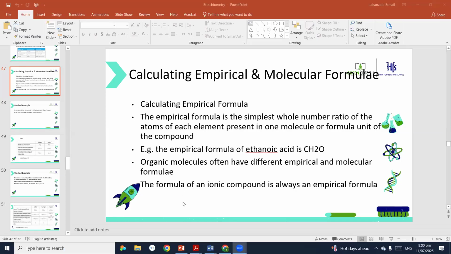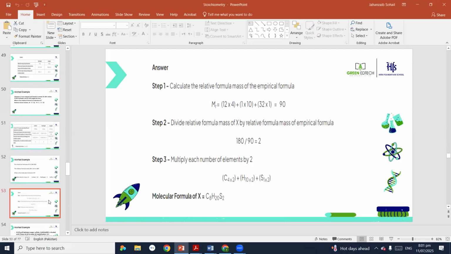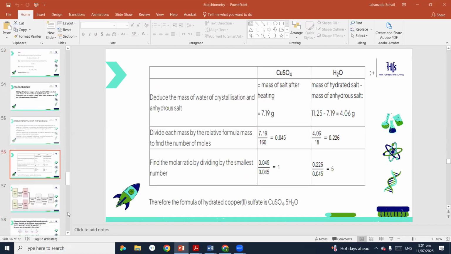Empirical formula. So today we will calculate molecular formula. Okay, so let's see how to calculate the molecular formula. Okay, let's see in the worksheet.